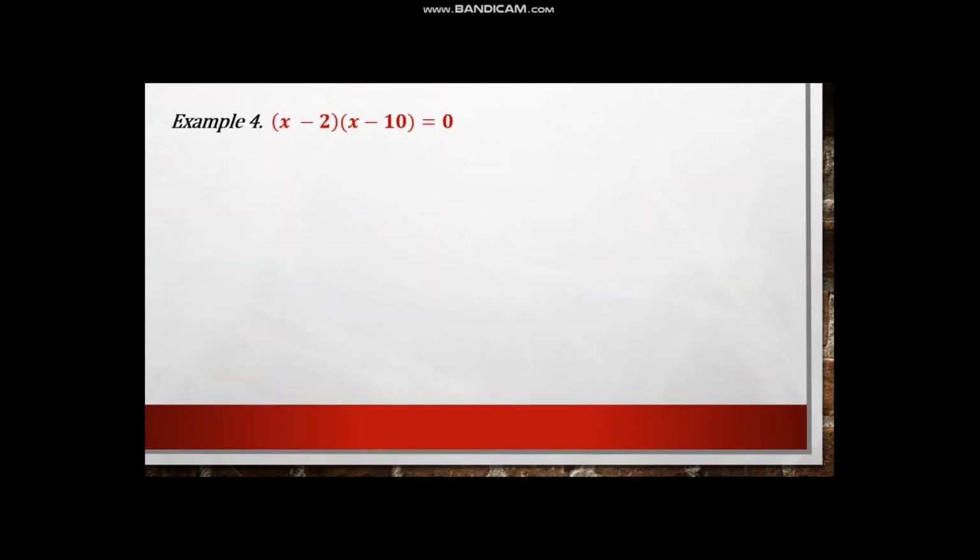Our next example is x minus 2 times x minus 10 equals 0. Again, we need to simplify this to get the quadratic equation that we will be needing. How are you going to simplify this? By applying the FOIL method. Can you still remember the FOIL method? FOIL stands for the first terms, outer terms, inner terms, and the last terms. So let us do it.